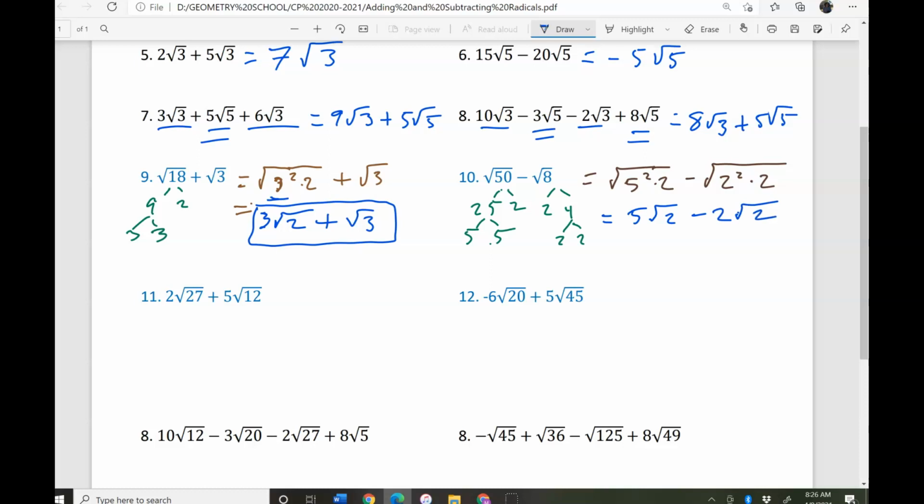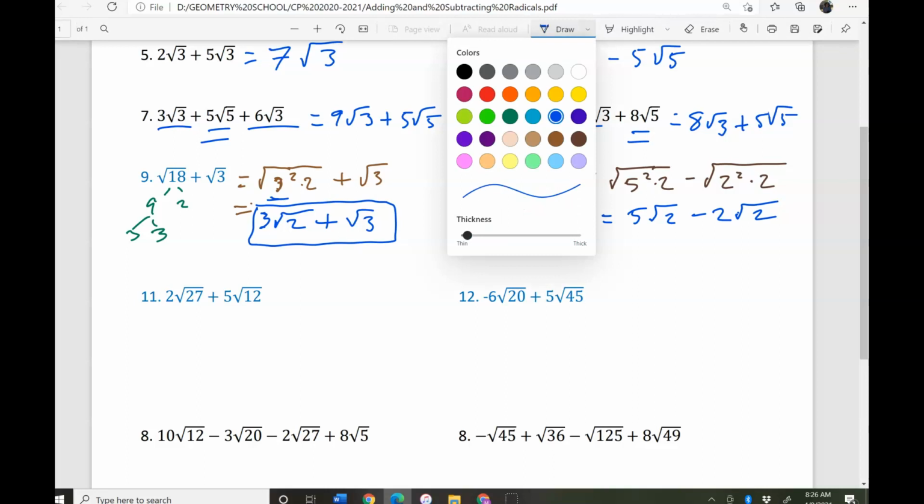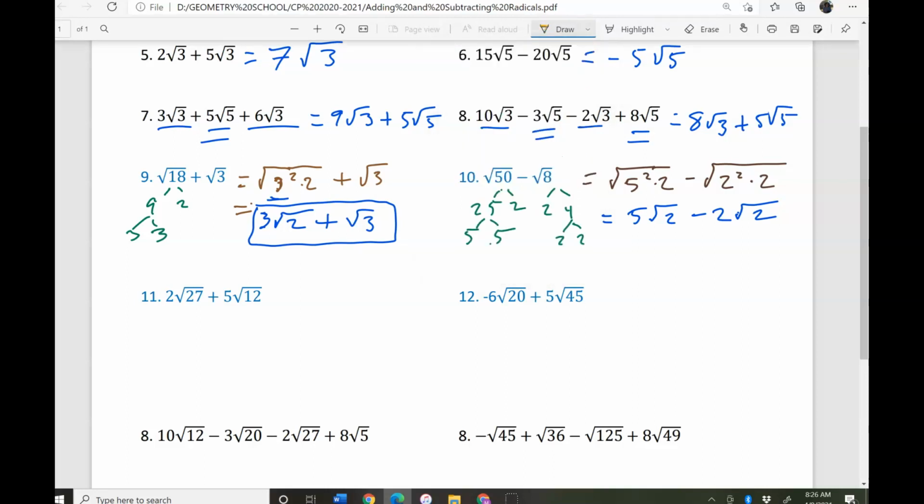Now that our radicals are the same, it's the same as combining like terms. So I'm combining like terms, so I have 5 square root of 2 minus 2 square root of 2, which gives me 3 square root of 2.